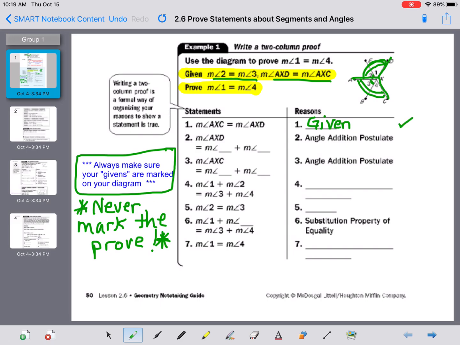That's worth a point, okay? Get the easy points. So that's worth a point. Okay, now, the next two steps, they didn't fill in all of the statement, but they gave us the reason. Both of these, angle addition postulate.